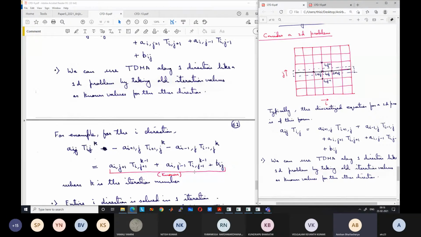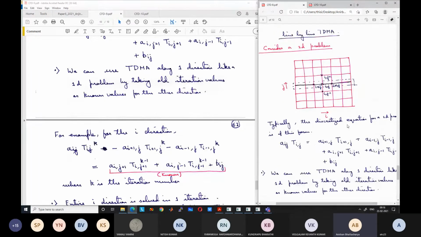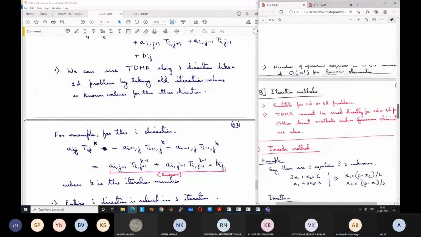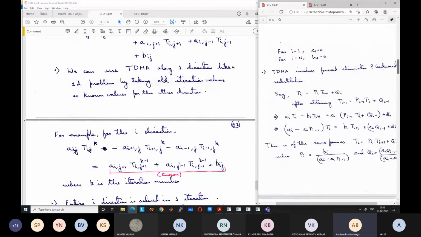Okay, everything else can be clubbed together, like we have done for the TDMA. So the equation will again become of this form. Okay, three unknowns and one known value. We can express in this form, and we can solve it using TDMA, normal TDMA, to find the values of Tij, Ti plus 1j and Ti minus 1j.